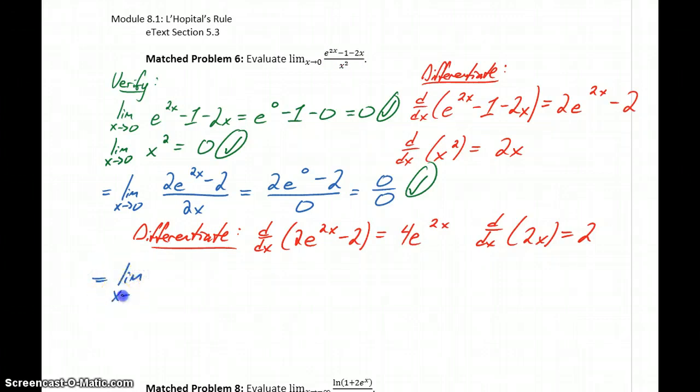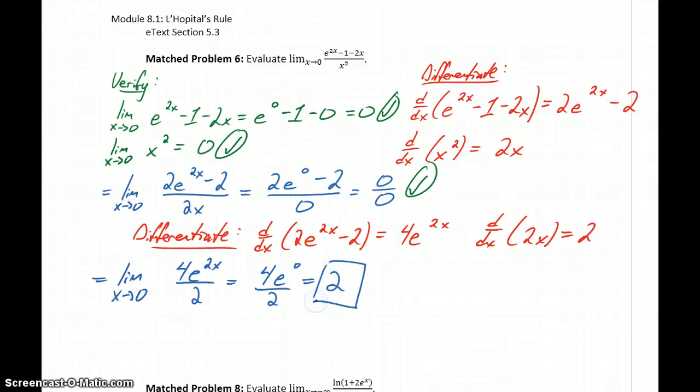And now our limit problem becomes the limit as x approaches 0 of 4e to the 2x over 2, which will give us 4e to the 0 over 2. 4 over 2 is just going to reduce to 2. E to the 0 is 1. So we get 2 as that final answer.